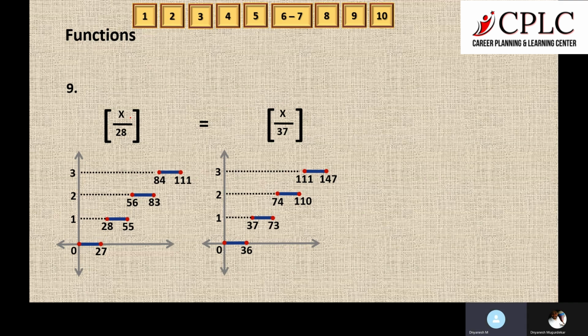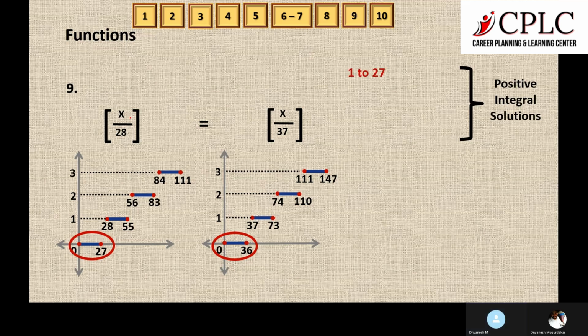And also the small catch, they were asking only positive integral solutions, so you're not going to consider 0 as well. These are the small things you'll have to be very, very careful about. So 0 cannot come here. 1 to 27 because of the words positive integers. Then 37 to 55, 74 to 83, and 111.